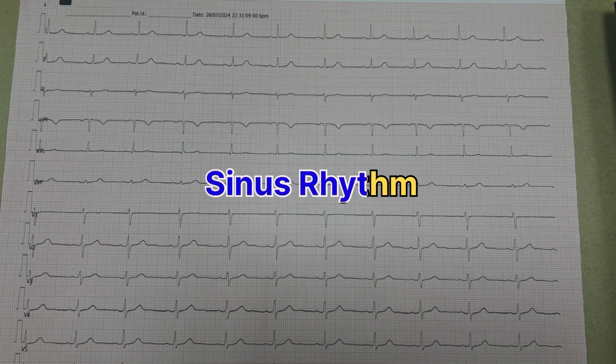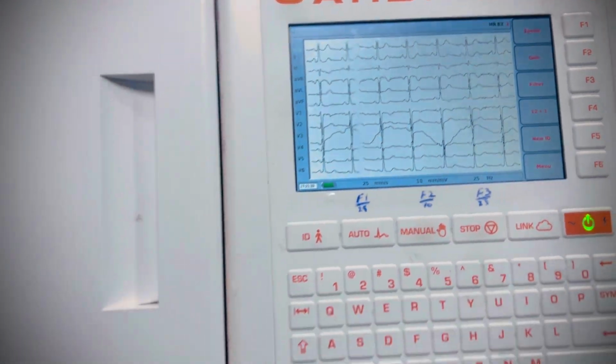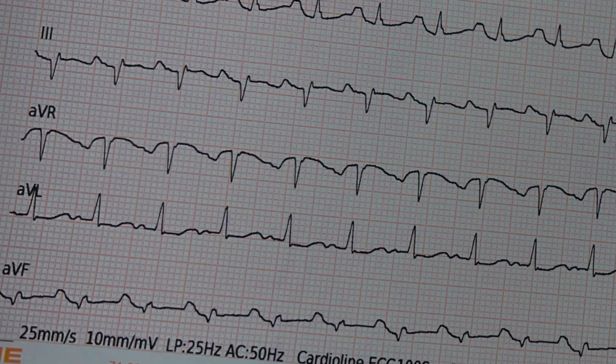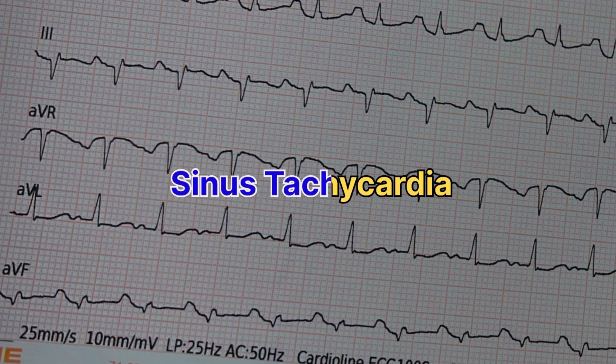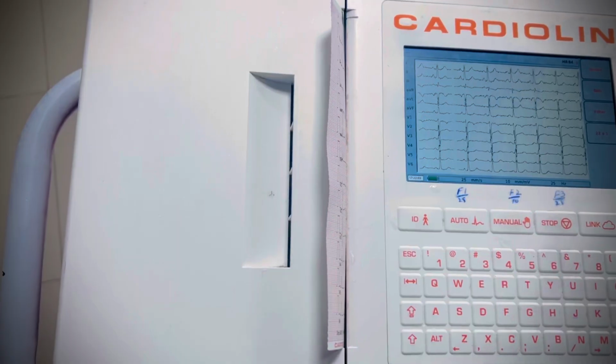Now let's have a look at sinus rhythm. This is the normal ECG. You can see all the waves including P, QRS complexes and T wave are present. Heart rate is within the normal range and the rhythm is regular. This rhythm is sinus tachycardia because the heart rate is around 150 beats per minute, which is above normal.